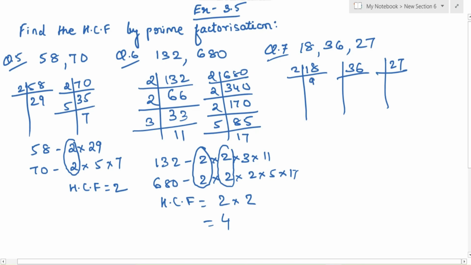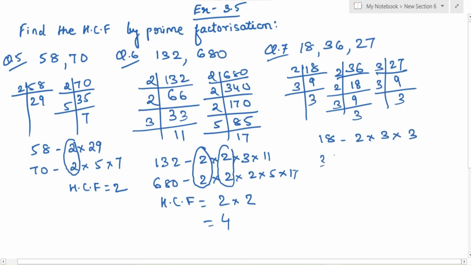That is 2 9s are 18, 3 3s are 9. 2 1s are 2, carry forward 1, 2 8s are 16, then 2 9s are 18, then 3 3s are 9. Here it is 3 9s are 27 and 3 3s are 9. So we will write down all the prime factorizations. 18 has prime factors 2 into 3 into 3, 36 has the prime factors 2 into 2 into 3 into 3. Similarly 27 has the prime factors 3 into 3 into 3.